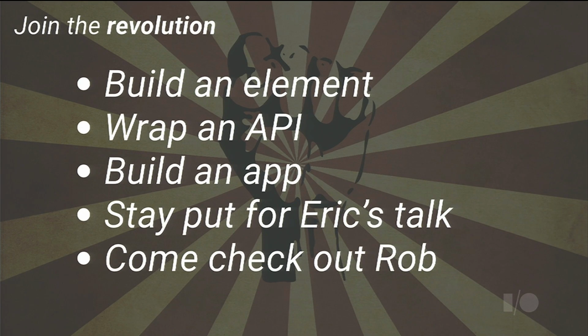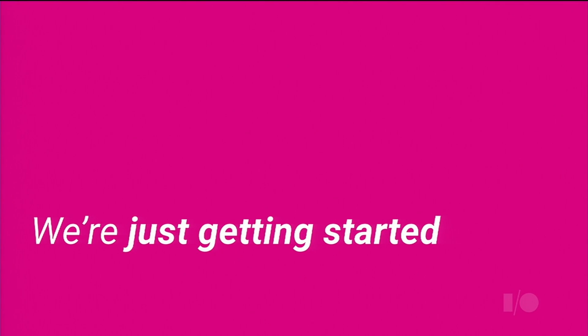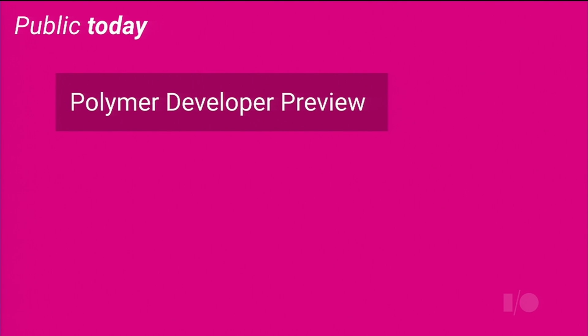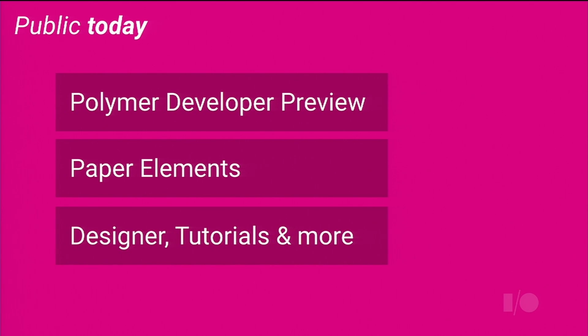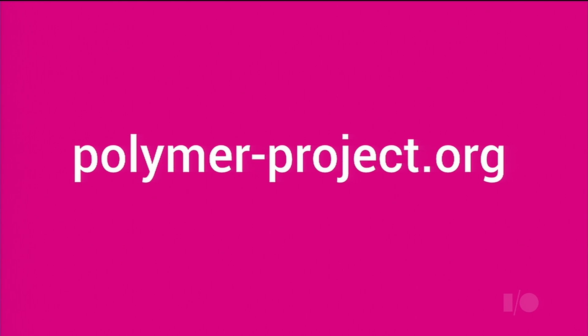And come check out Rob at 4. So the ecosystem's just getting started, but we're also just getting started. Public today is the Polymer developer preview. The paper elements also went public today. New version of the designer, a brand new tutorial, a whole new onboarding experience, documentation for everything. It's all still a work in progress, but it's all public and available today at polymerproject.org.